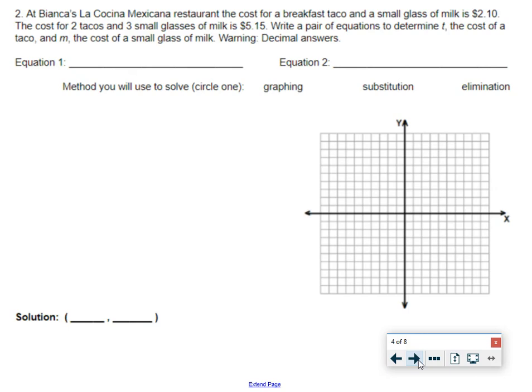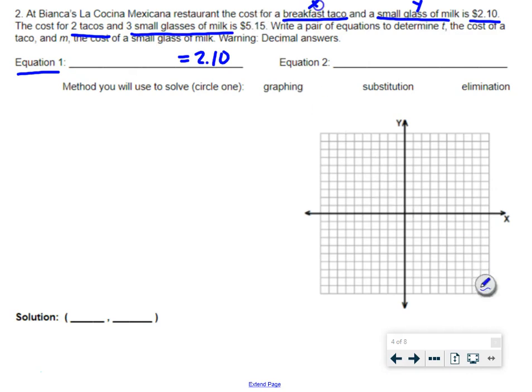But at her restaurant, the cost for a breakfast taco and small glass of milk is $2.10. So we know breakfast taco, maybe we say that's X, and small glass of milk, maybe we say that's Y, but that's going to be $2.10. So that could be equation 1. So something equals $2.10. The cost for 2 tacos, so 2 X's, and 3 small glasses of milk, so 3 Y's, is $5.15. So something equals $5.15.